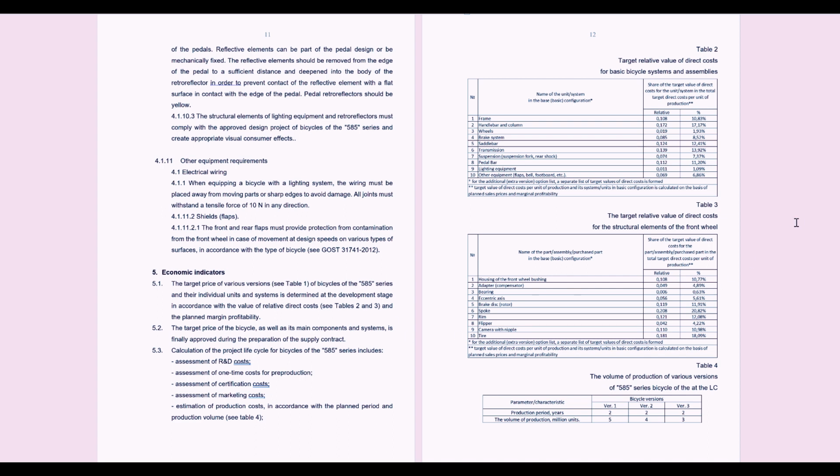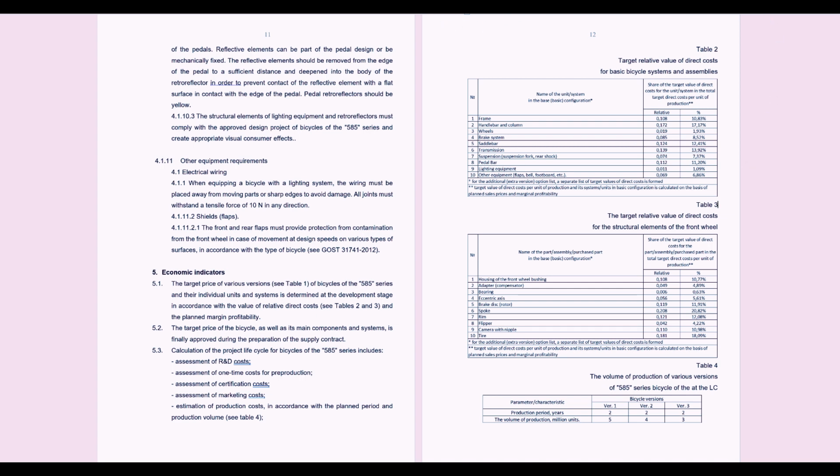On their basis, the target value of direct product cost can be determined, which we distribute among the bike systems and aggregates using methods for determining significance in value analysis and data on total costs from the technical commercial proposals provided by suppliers. In the footnote to the heading of the table of names of units and systems of the product, it's indicated that this list of target values of direct costs refers exclusively to the basic configuration.